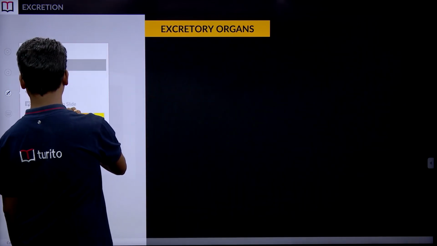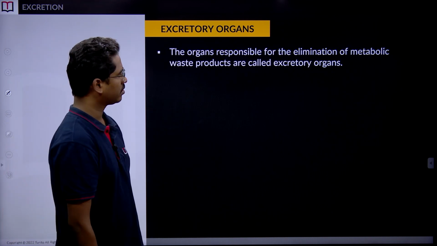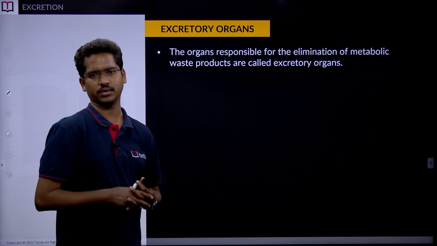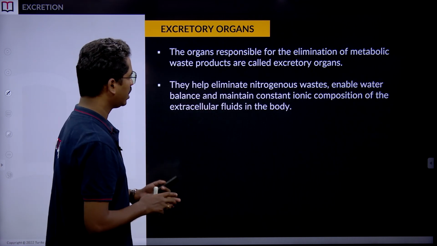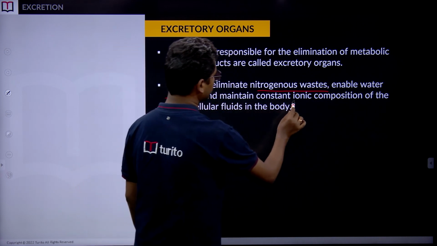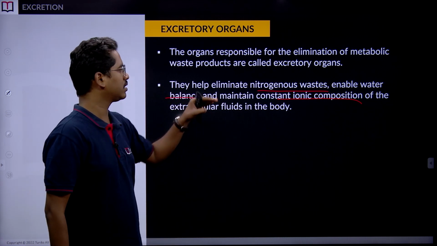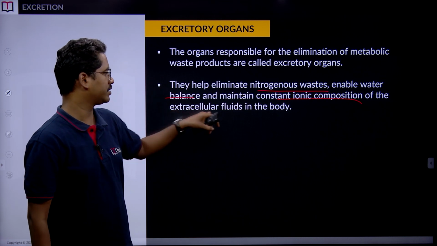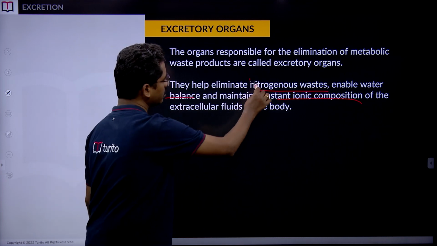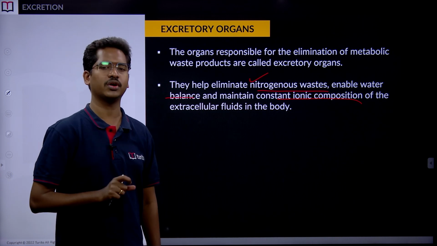Following which, excretory organs. So we see here excretory organs. The organs that are mainly responsible for the elimination of their respective wastes are known as excretory organs. We need them. They help in eliminating nitrogenous wastes, enable water balance, and maintain constant ionic composition. Maintaining constant ionic composition in the extracellular fluid is also important. It is not only done by removing the nitrogenous wastes, but a part of it, like urea, is stored in the body of the organism.